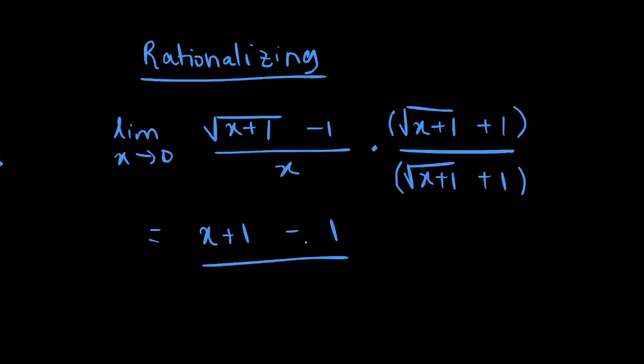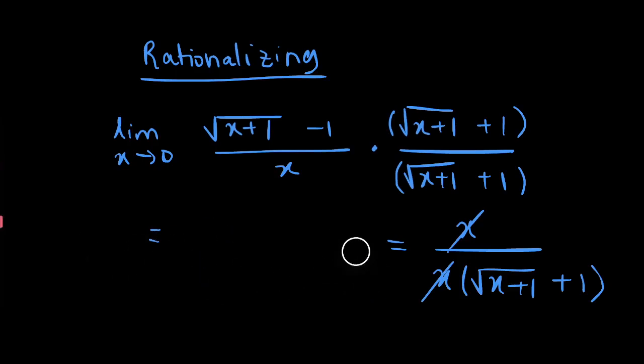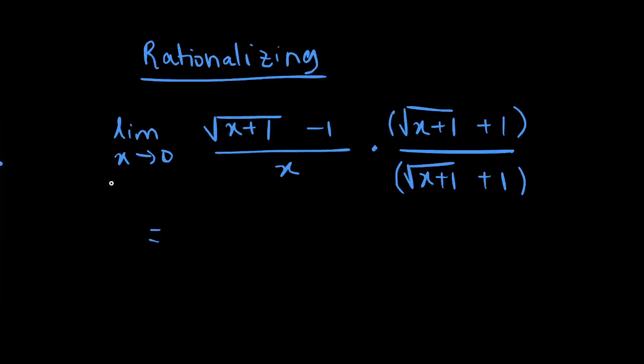And in our denominator, we're going to end up with x times the square root of x plus 1, plus 1. Simplifying this, we end up with x over x times the square root of x plus 1 plus 1, allowing us to then cancel out our x from the numerator and the denominator. If we just clear up some room here, we can see that leaves us with the expression 1 over the square root of x plus 1, plus 1.